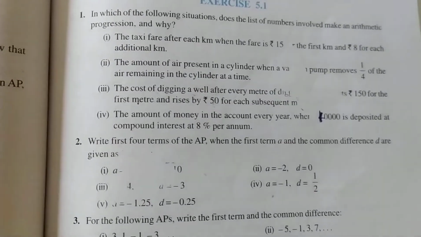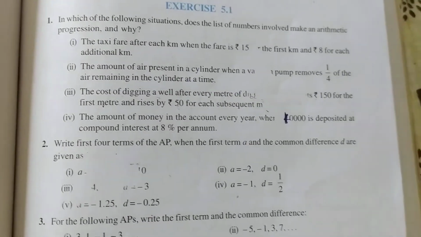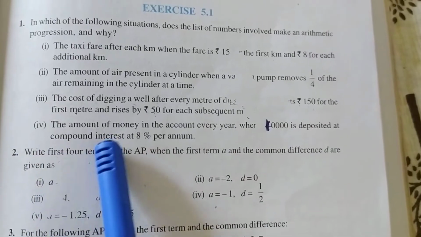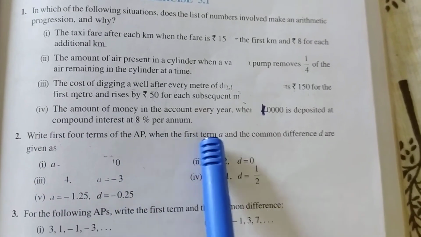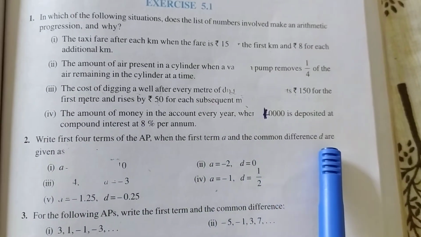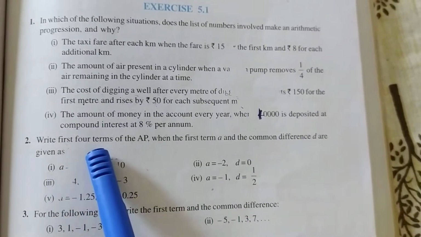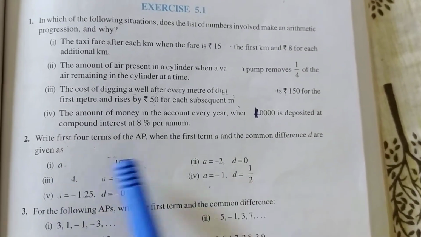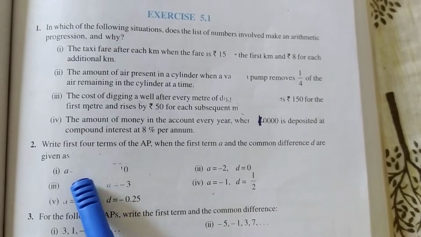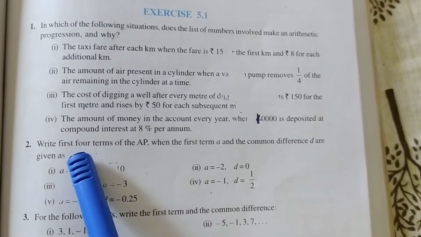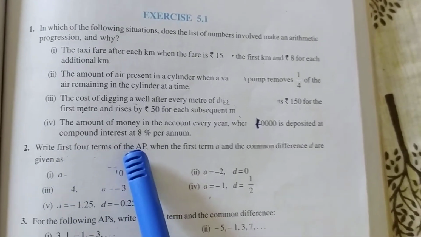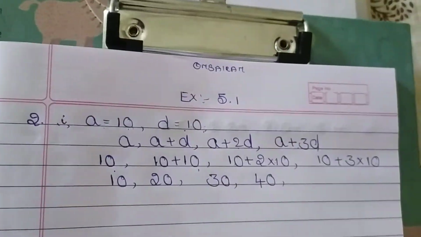Let us start exercise 5.1 second problem. The given question is: write the first four terms of the AP when the first term A and the common difference D are given as follows. In all these problems they gave A and D, and you should find out the first four terms. So let us start.